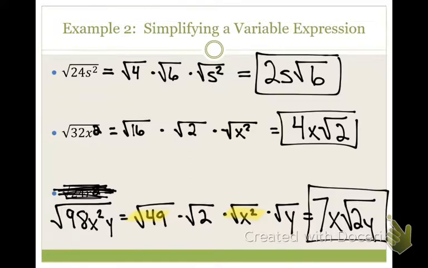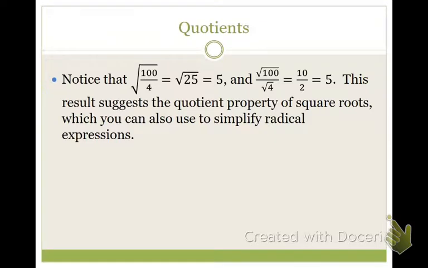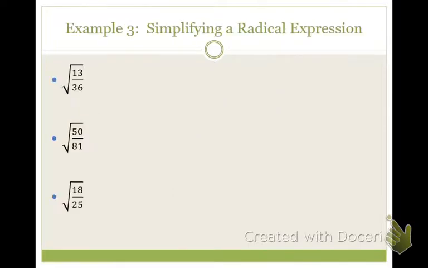Example 3, quotients. Okay, here's what I need you to look at on this slide. You don't have to write it down. The square root of 100 over 4 is the same thing as the square root of 100 over the square root of 4. So that way, if one side of the fraction is not a perfect square, but the other side is, you can still take that side. Okay? This is what it looks like in example 3.